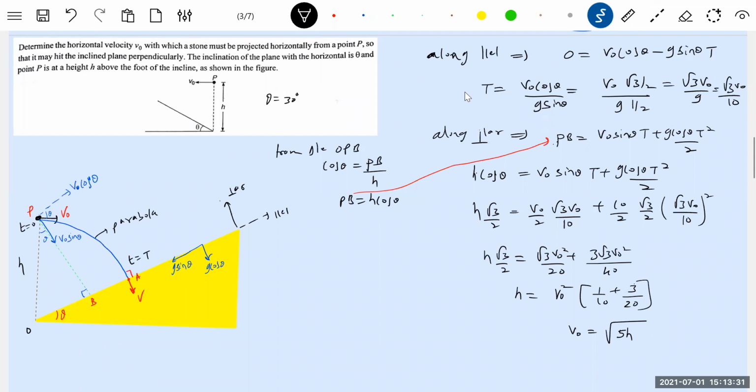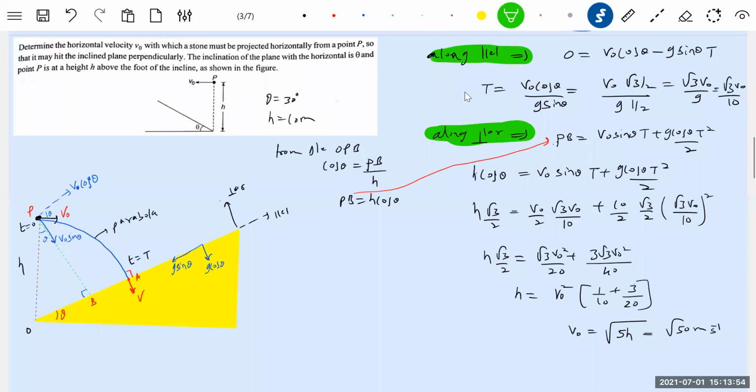H value, some H equal 10, if you put it, 50 will come. So I'll give the H value also, 10 meter. Okay, let this be the answer. So again, all things revolve around these things.